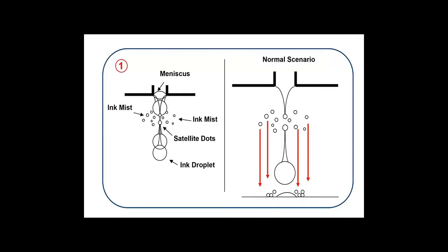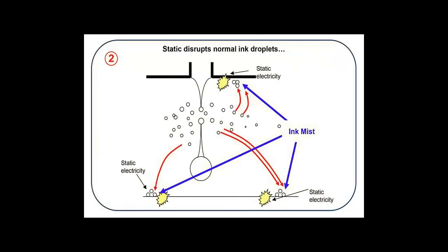Ink mist is a standard occurrence with inkjet printing. They are small satellite drops that form during the printing process. Under a normal print scenario, the ink mist falls directly down around the actual ink drop, causing no noticeable defects to print quality. When static electricity is introduced, it attracts or repels the smaller ink mist satellite drops, causing them to deviate from the normal fall pattern.